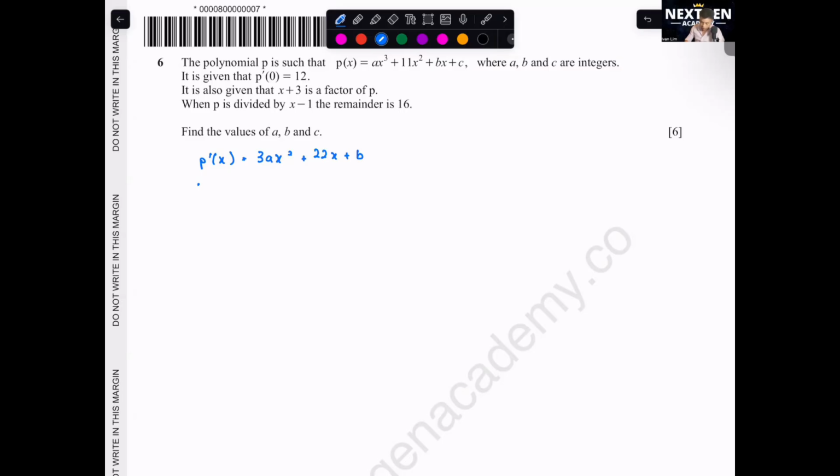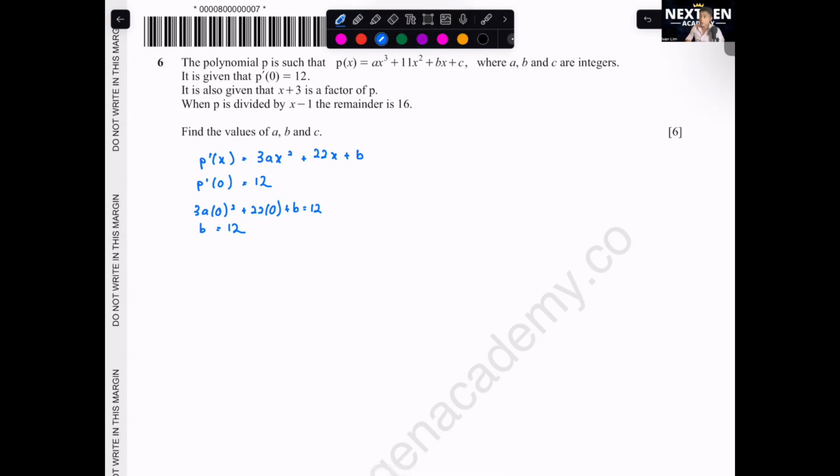Then we substitute into p'(0). They say p'(0) is equal to 12. Therefore 3a(0)² + 22(0) + b = 12. So b is equal to 12. Okay, so we got our first equation. Let's see what else.